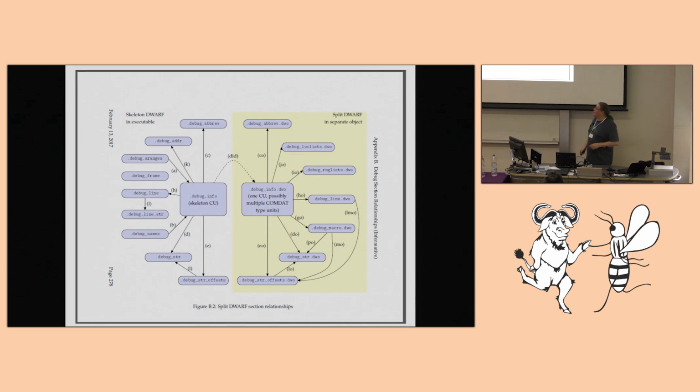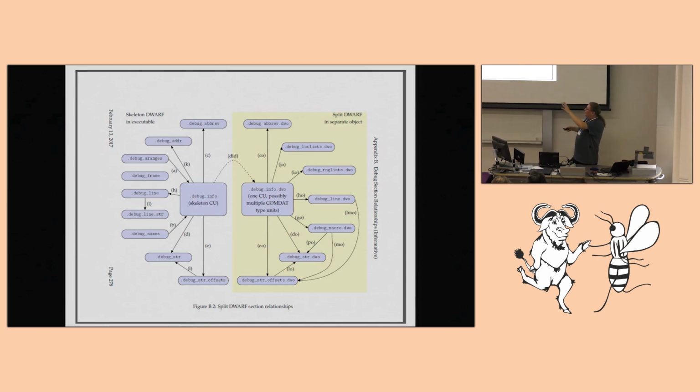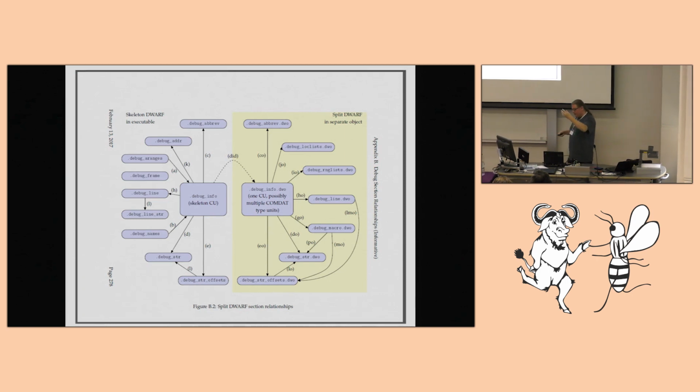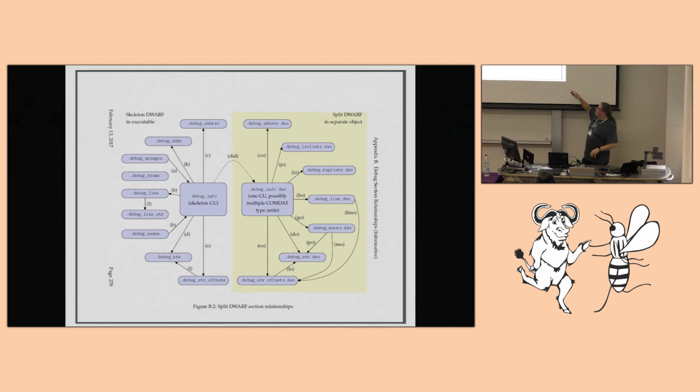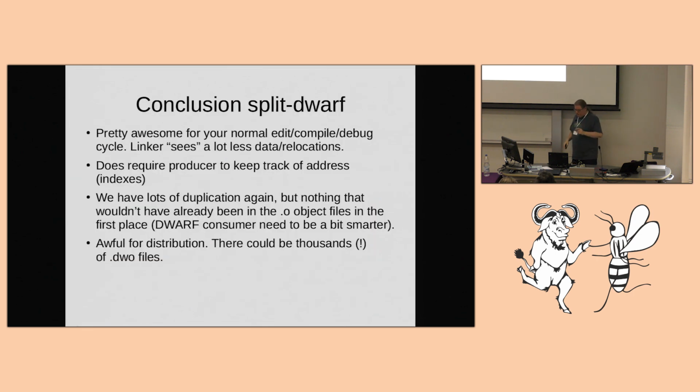The obvious problem with this is that it gets pretty complicated. So on the left you have all the stuff that still has relocations in it that will be put in the object files. The linker can combine the left side, and everything that doesn't need relocations you put in a separate file that you don't touch anymore. It's pretty awesome for your normal edit-compile-debug cycle.